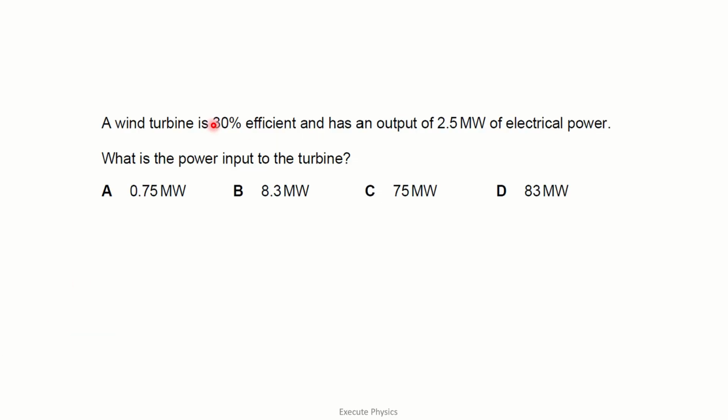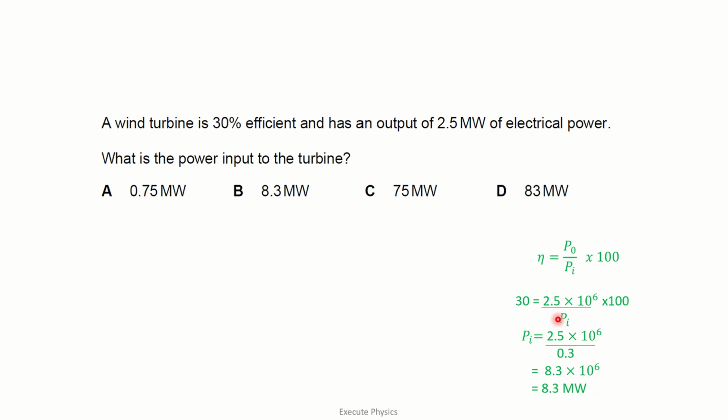Last question. A wind turbine is 30% efficient and has an output of 2.5 megawatt of electrical power. What is the power input to the turbine? So it is mentioned that the efficiency is just 30% and it has an output of 2.5 megawatt of electrical power. So what is the input? Efficiency is output power by input power multiplied by 100. So you just have to substitute into the relation to get the answer.